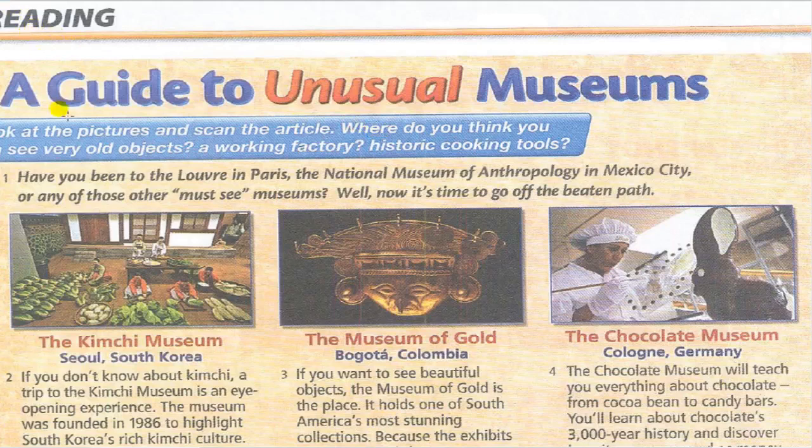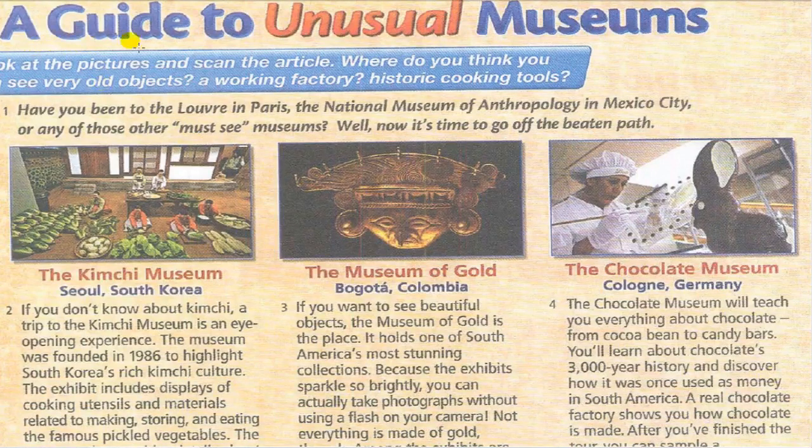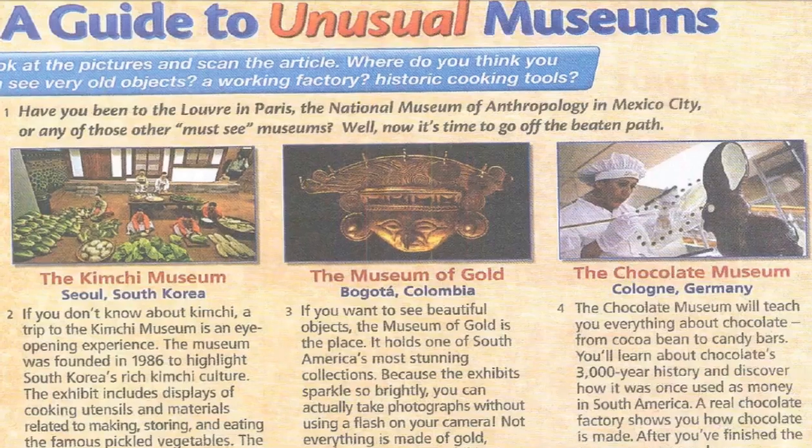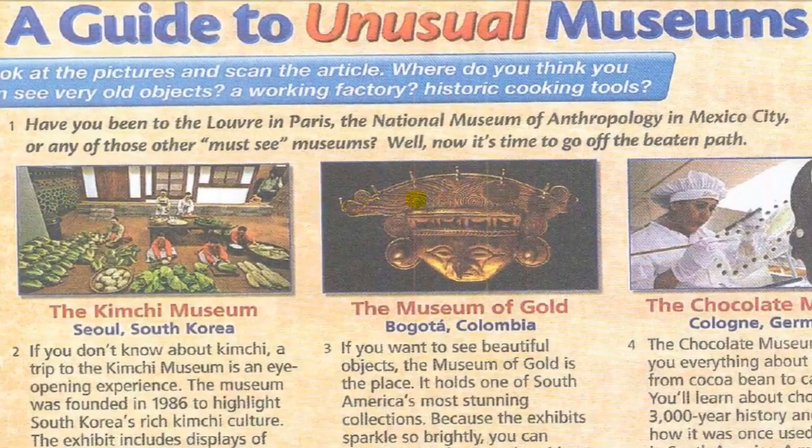Exercise 13. Reading. A guide to unusual museums. Look at the pictures and scan the article. Where do you think you can see very old objects, a working factory, historic cooking tools? Now, a guide to unusual museums. What does unusual museums mean? Different museums, not traditional. Museums such as the Egyptian Museum, the Agriculture Museum in Egypt, the Military Museum, but here we have a different kind.